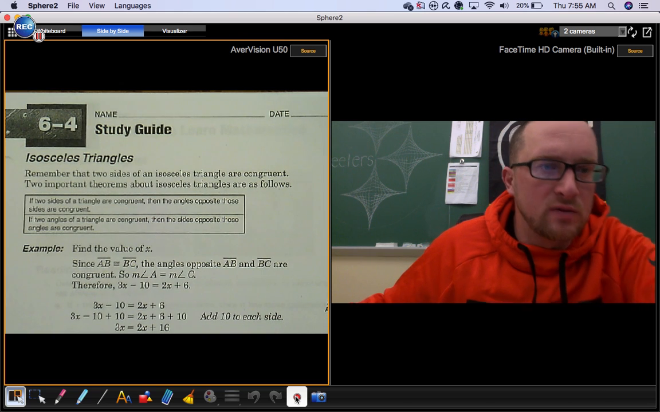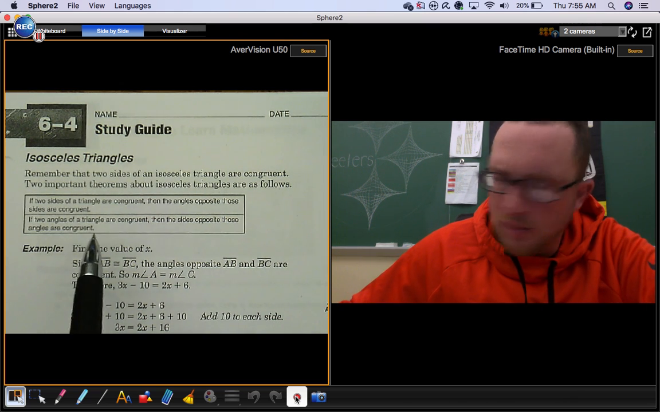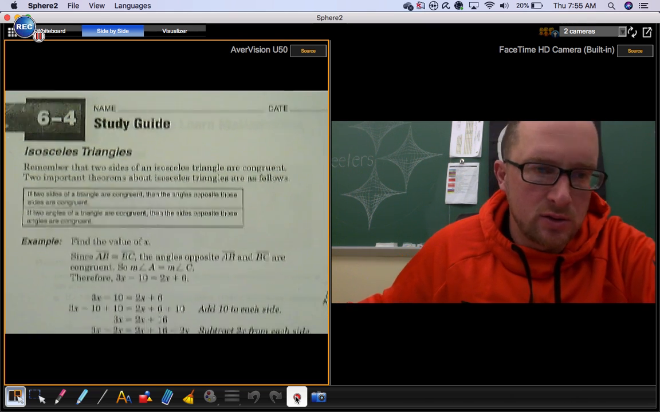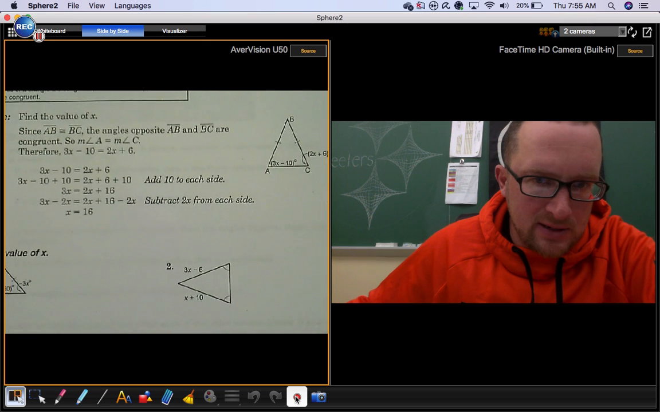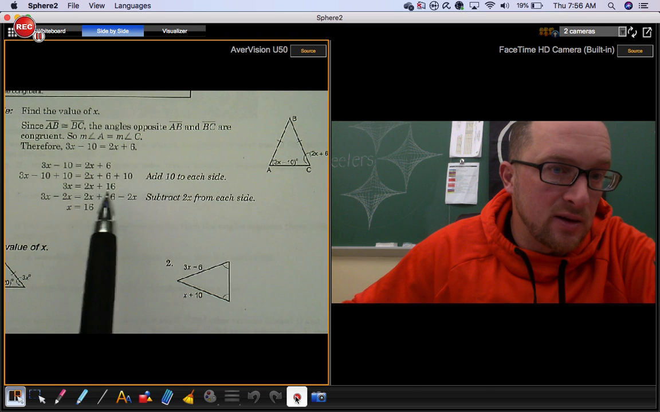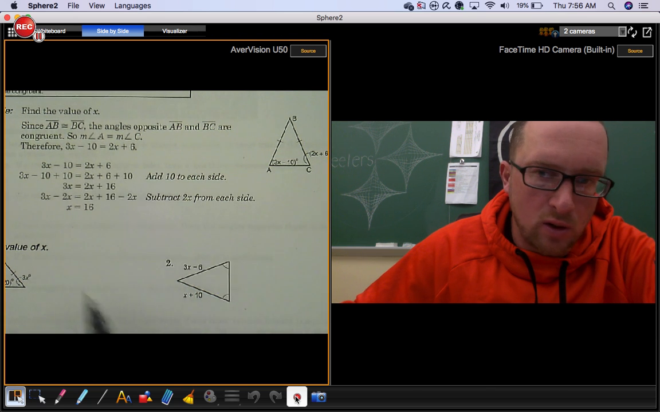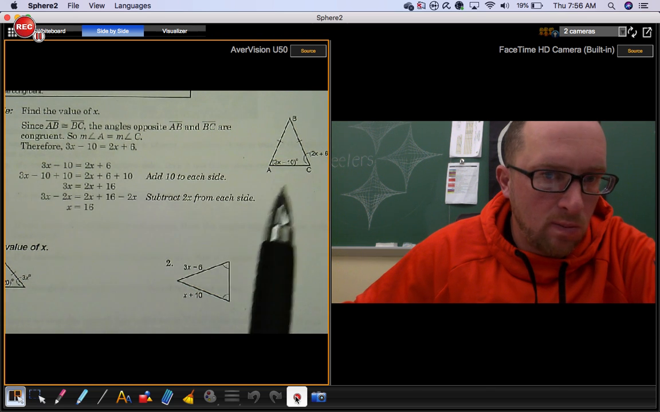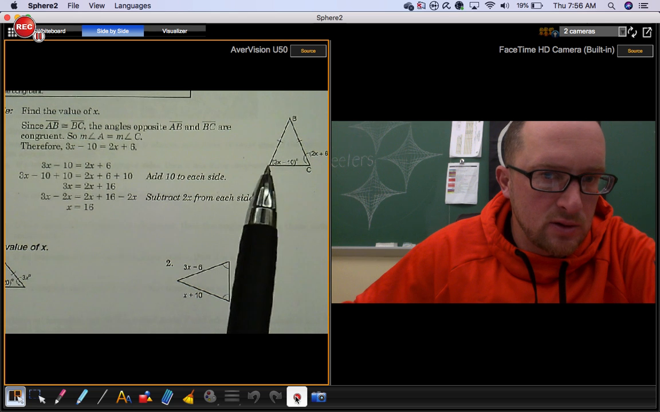For section 6.4, they tell you some information about isosceles triangles. They even work out an example. Now, if you read through this and you understand it, there's no reason why you can't do all of these problems on your own. If two sides are congruent, then two angles are congruent.